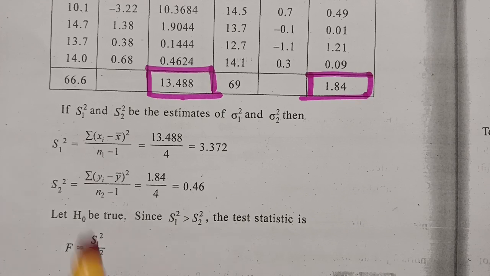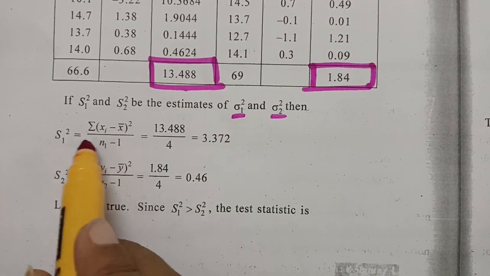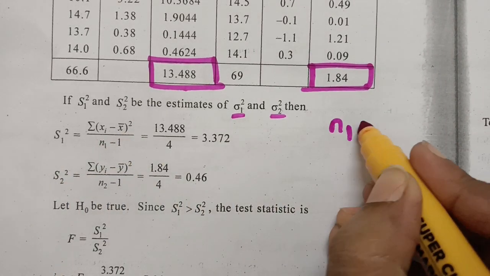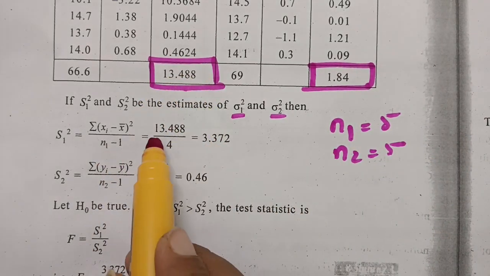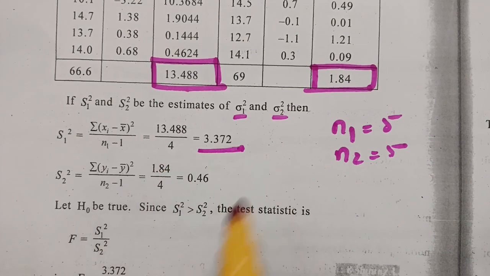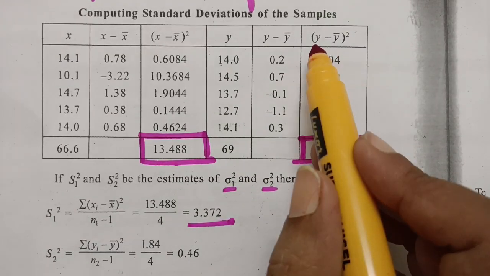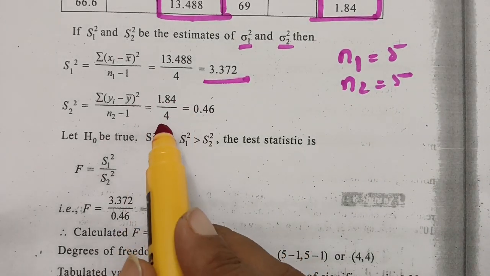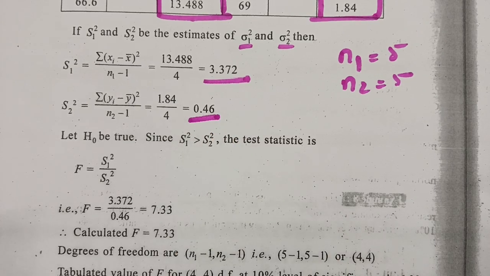Now, if s1 square and s2 square are the estimates of sigma 1 square and sigma 2 square, then s1 square is equal to sigma xi minus x bar whole square by n1 minus 1. Clearly the n1 value is 5 and the n2 value is also 5. So the addition here is 13.488 by 5 minus 1, which is 4, and the value is 3.372. And s2 square is equal to sigma yi minus y bar whole square, that is 1.84, divided by n2 minus 1, 5 minus 1, which is 4. The value here is 0.46.